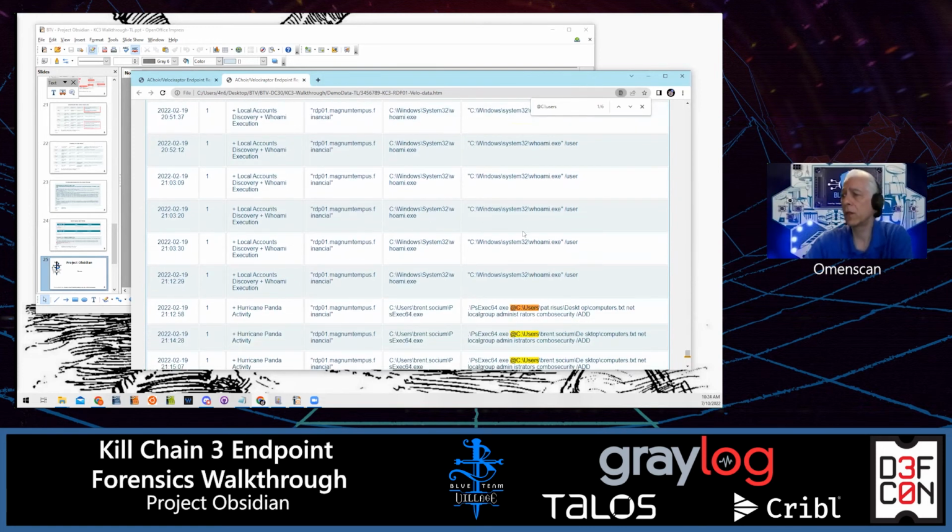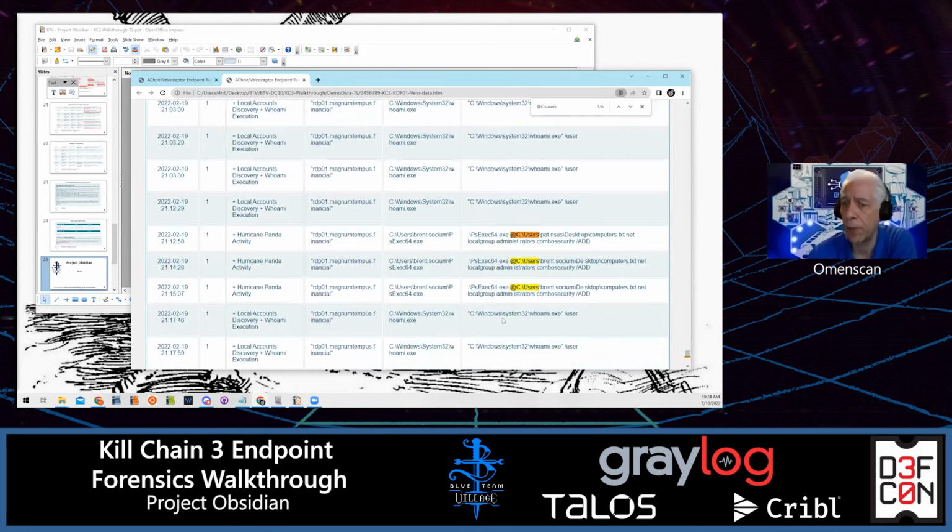So looking at this data in context, we can identify the times that this activity happened, and we get a better idea of what the actor was doing on this machine. And that can help us draw conclusions about what the actor was after, what they were interested in, and what they accomplished, and sometimes what they didn't accomplish.